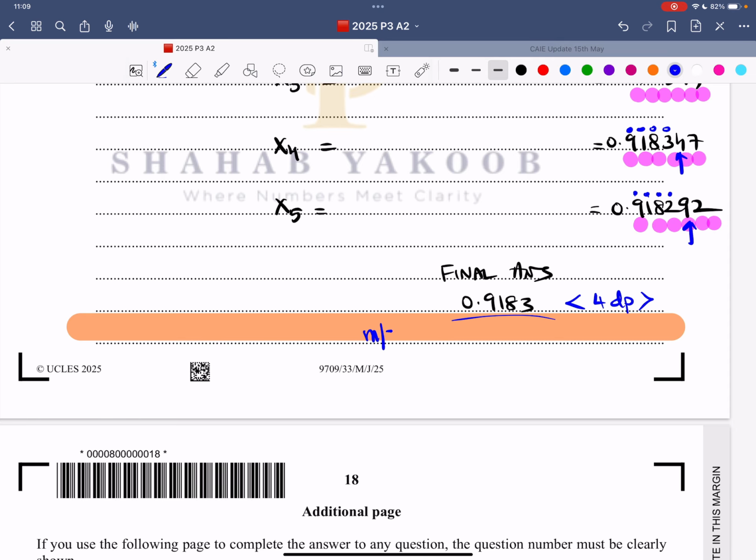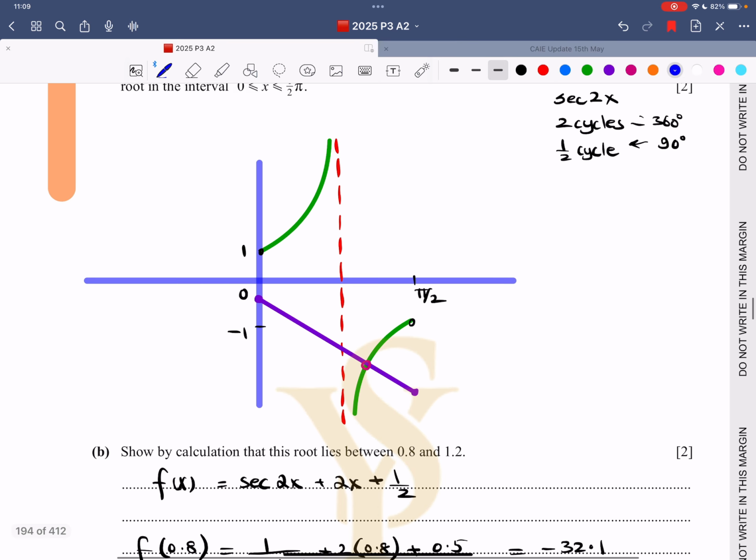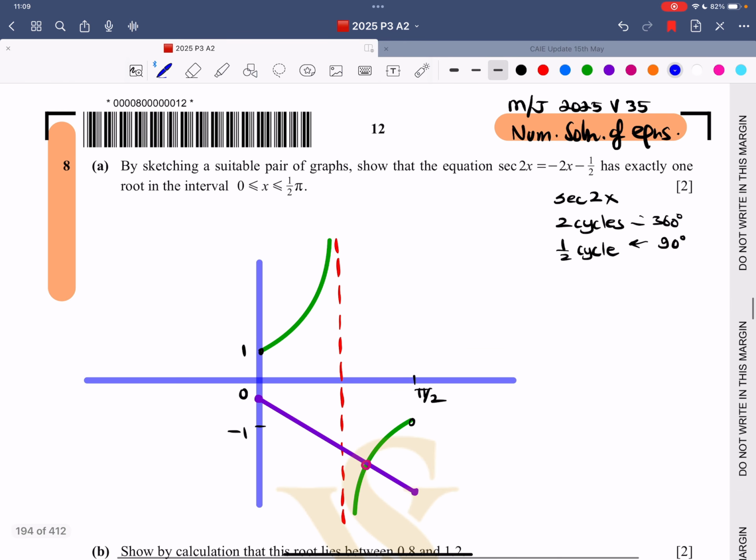And this is May, June 2025, variant 33. So one more question to go, that is this one. Another graph-based question. This is variant 35. It says, by sketching a suitable pair of graphs, show that the equation sec 2x = -2x - 1/2 has exactly one root in the interval 0 < x < π/2.